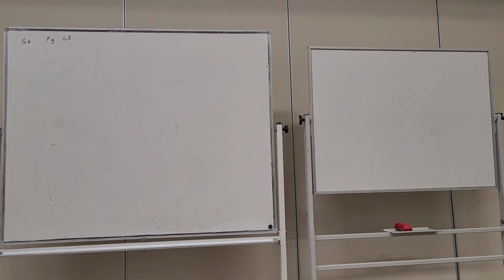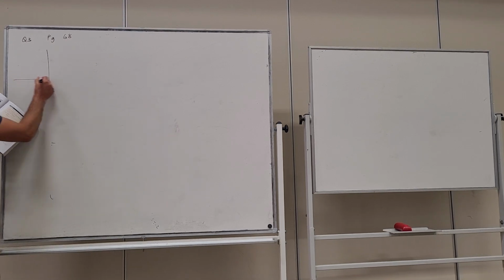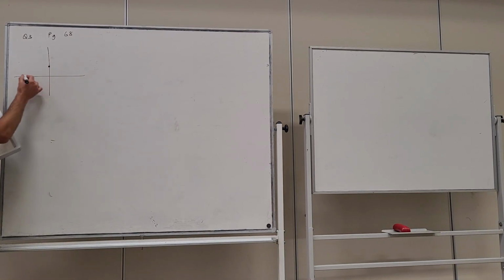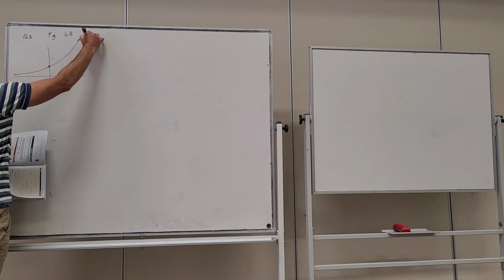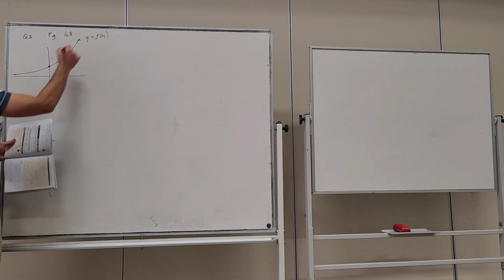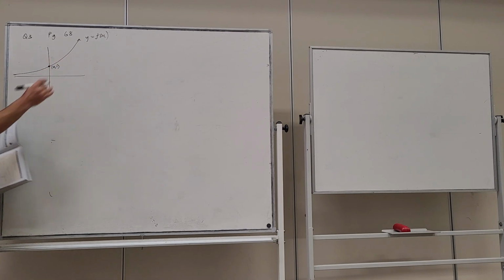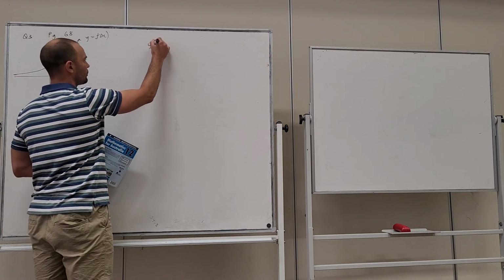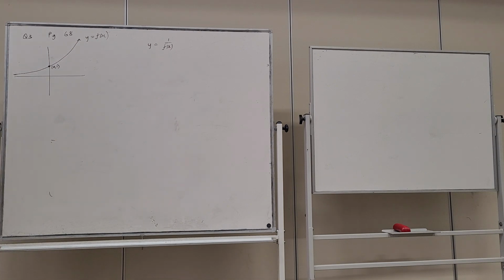Okay, question 3 on page 68, we have these graphs. We're told this is y equals f of x, and hopefully we can recognise that's an exponential function of some variety. So this is the equation y equals f of x, and we're told it goes through the point (0, 1). And we want to sketch the function now y equals 1 on f of x.